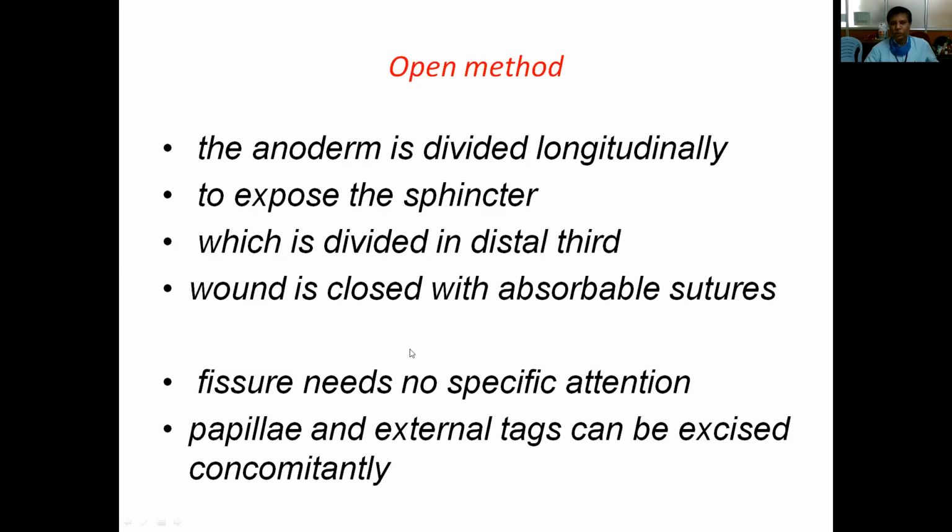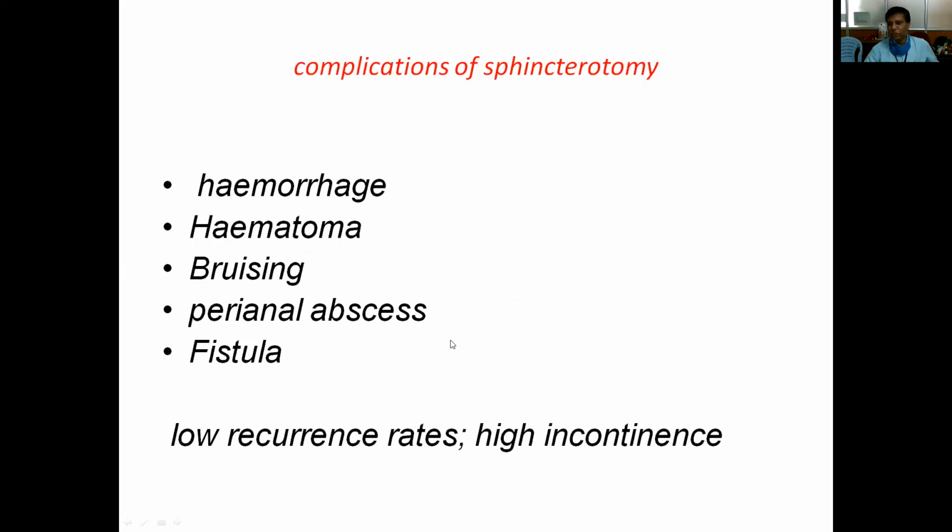This relaxes the sphincter temporarily, and when the fibrous tissue forms, the cut ends of the muscle will fuse together. Again, the entire circumference of the sphincter is restored. For this to happen, it will take some time. By that time, the fissure might have healed completely.